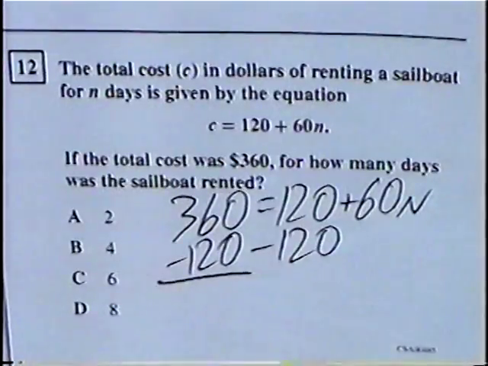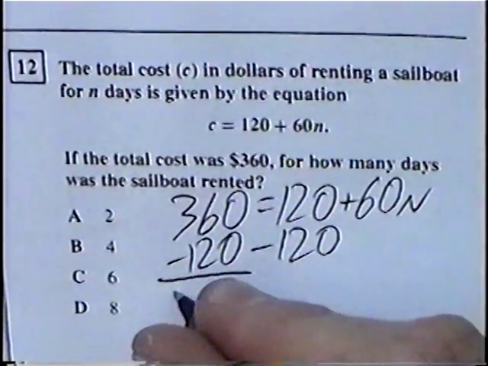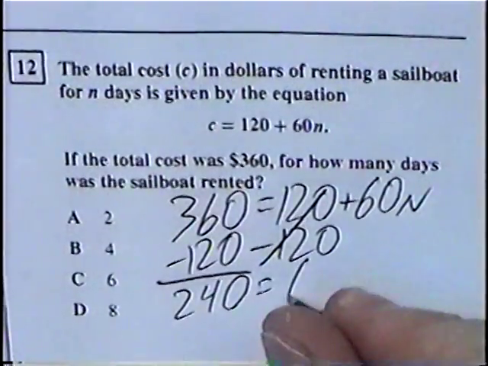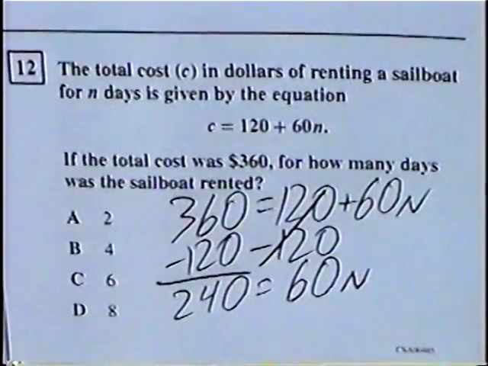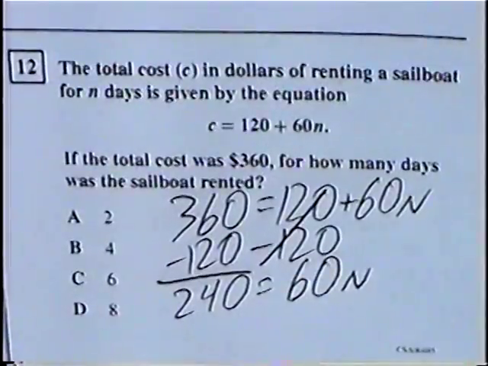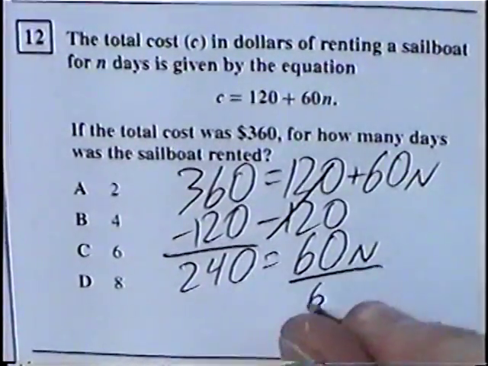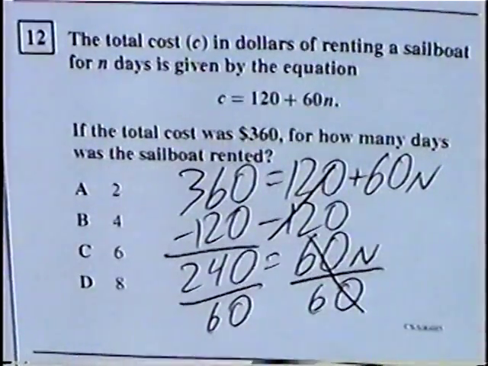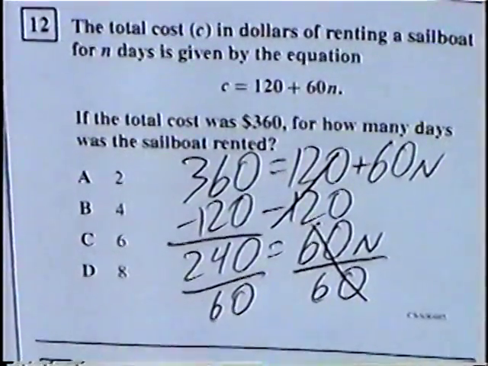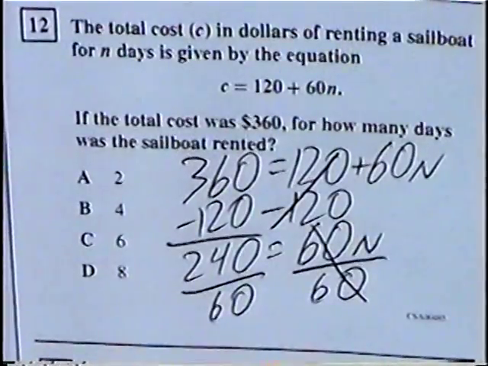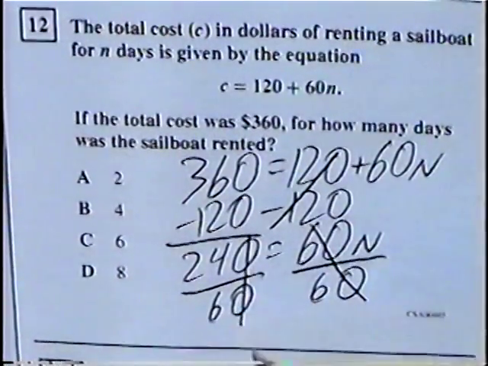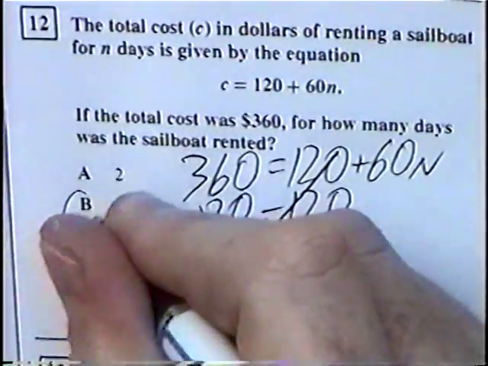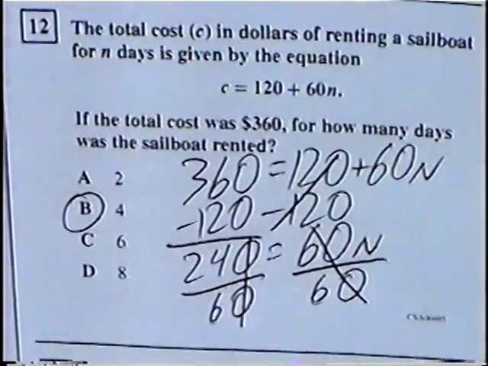360 minus 120 would be 240. Canceling the 120s, we'll have 60n equals 240. And last step, we can divide by 60 on both sides. So n equals 240 divided by 60. These zeros we can cancel, and we'll have 24 divided by 6, which would be the correct answer B, 4.